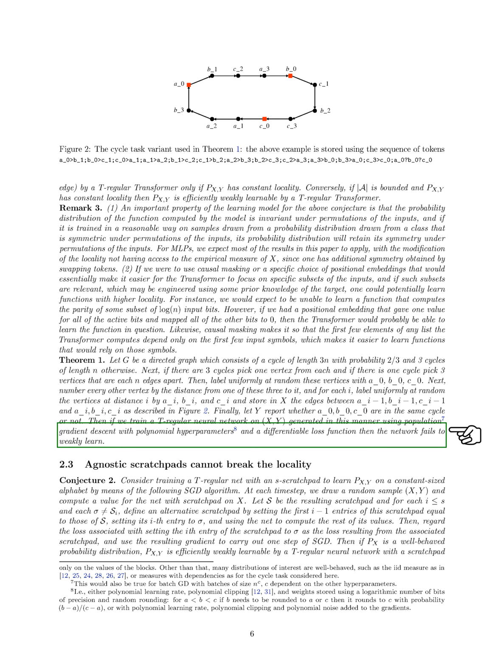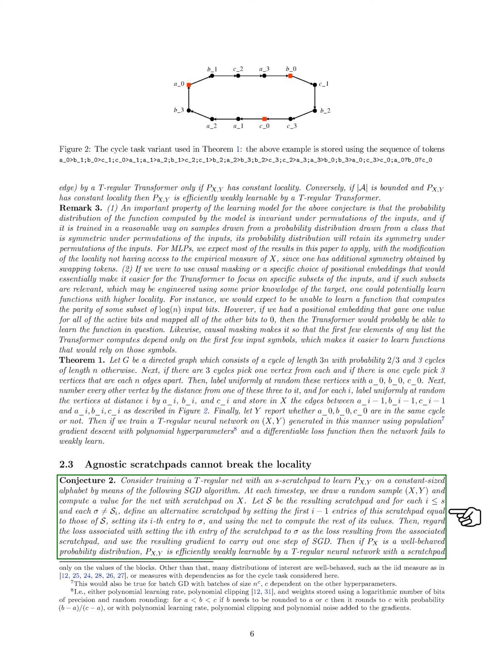Section. Agnostic scratchpads cannot break the locality. In this section, we examine how agnostic scratchpads cannot break the locality. We consider training a neural network with a scratchpad to learn a specific task using a stochastic gradient descent algorithm. At each step, we randomly select a sample and compute the scratchpad's value based on the input. By adjusting the scratchpad's entries and calculating the loss, we update the network using the gradient.